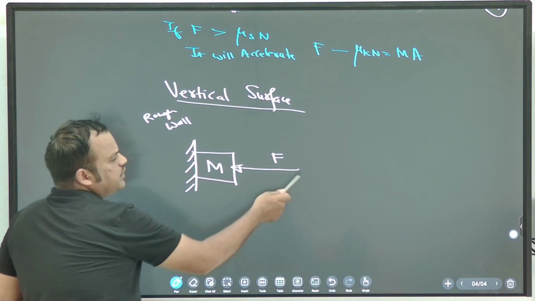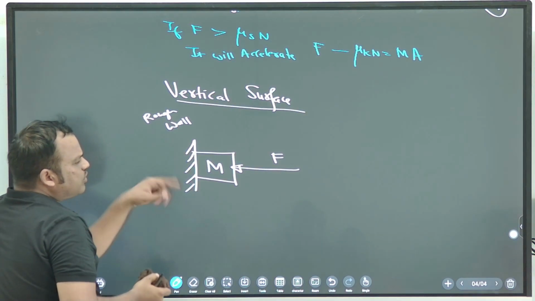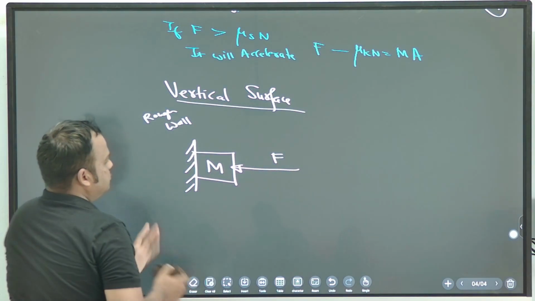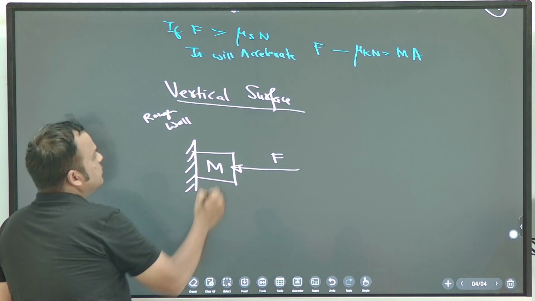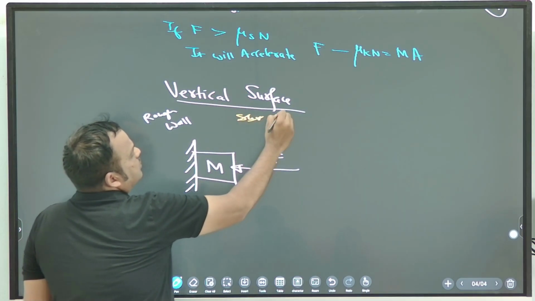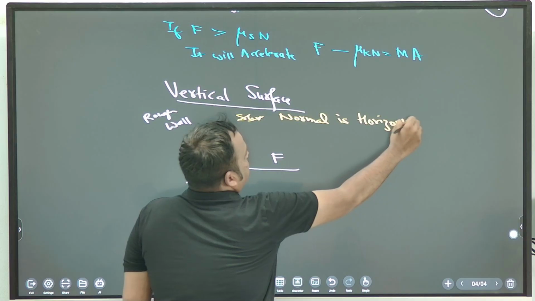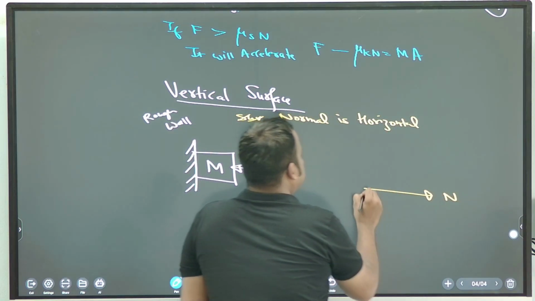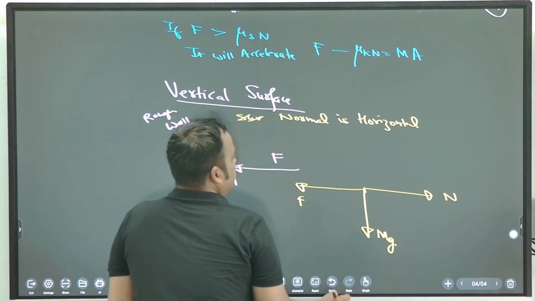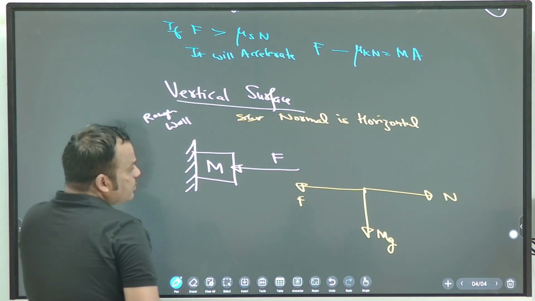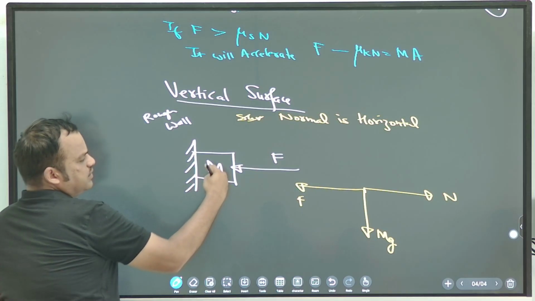So what force am I exerting? F, an external force. Now is the normal vertical or horizontal? Horizontal, because the surface is vertical. Surface is vertical, so normal is horizontal. Note down, normal is horizontal. So this is normal, this is F. Mg is always downward.